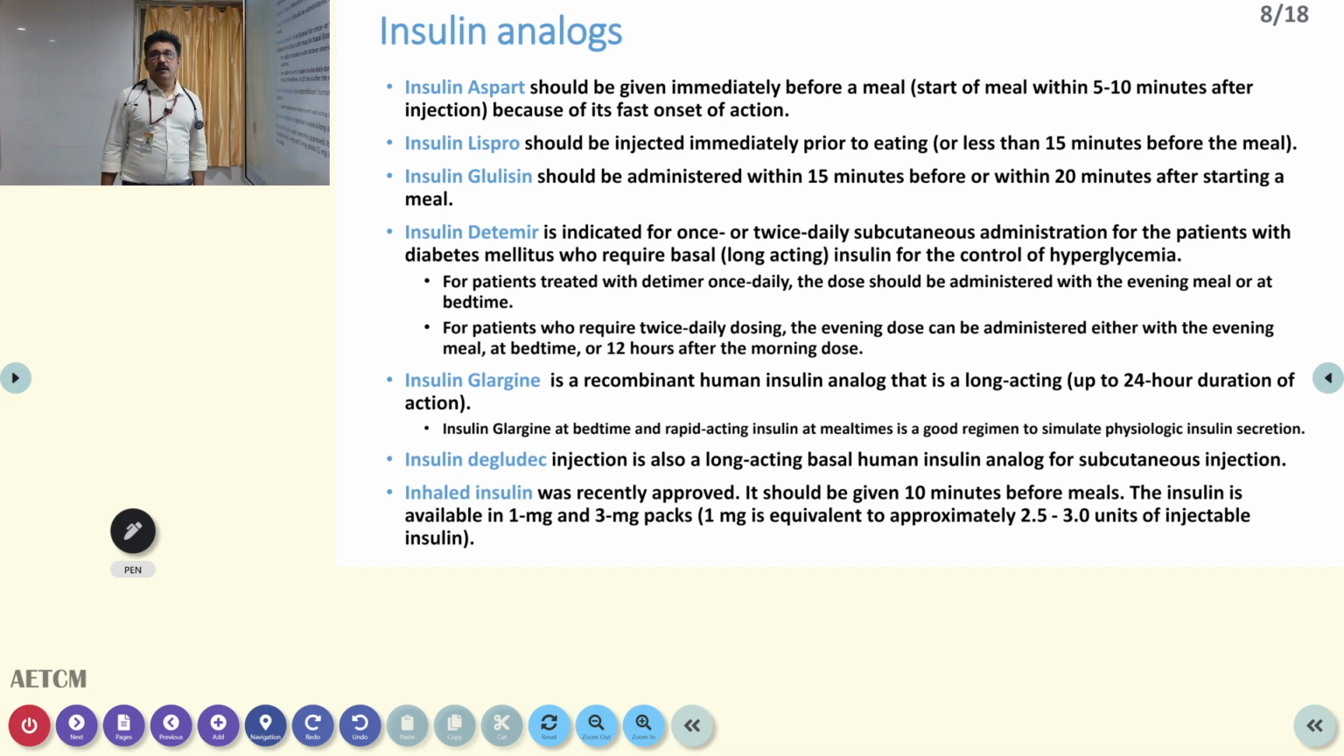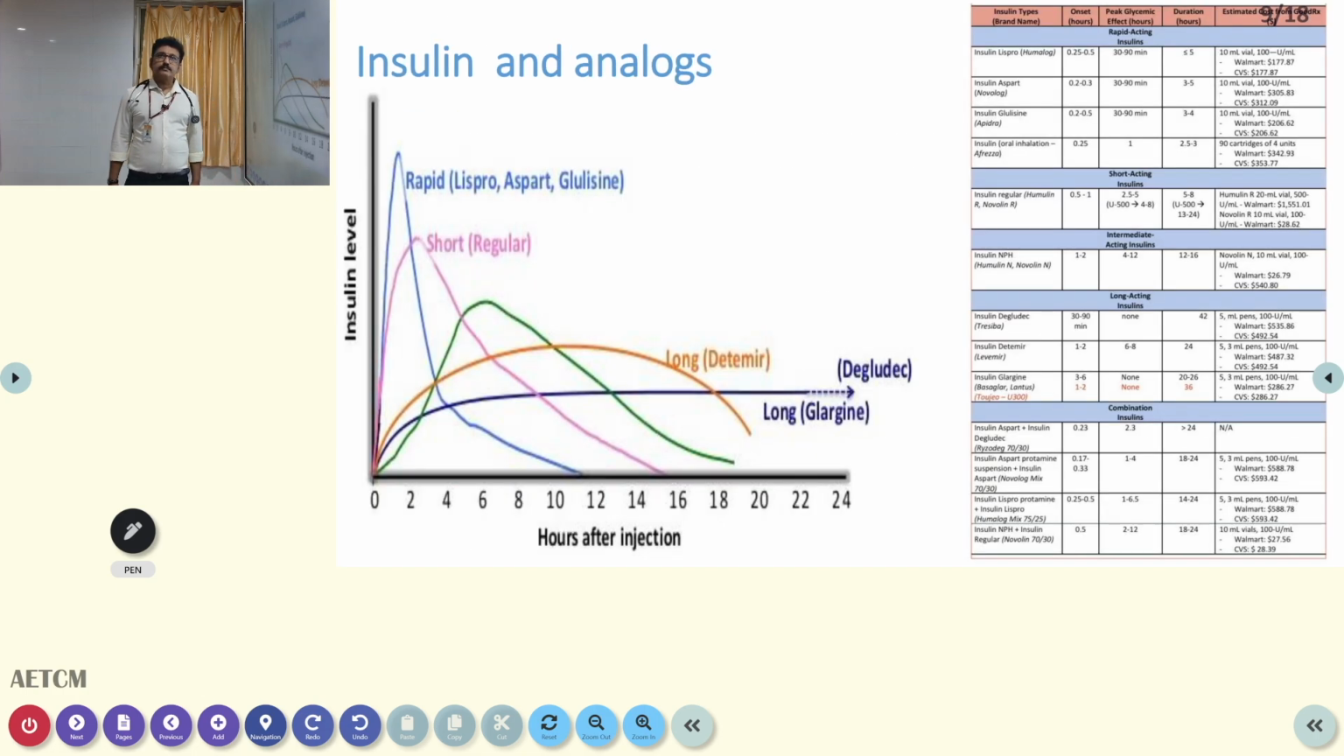Inhaled forms of insulin are available at present, but it has not come to the market properly in our country, though it is available all over the world. So this chart we have seen previously. Short acting insulins like lispro, aspart, glulisine, regular insulin, then long acting insulins like NPH, detemir, glargine, degludec. So all these things are very important.